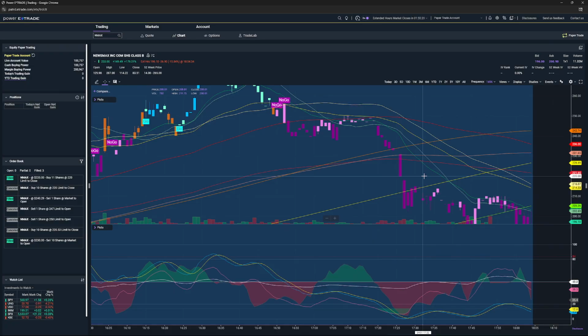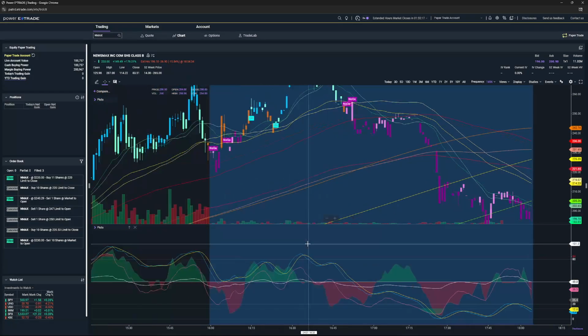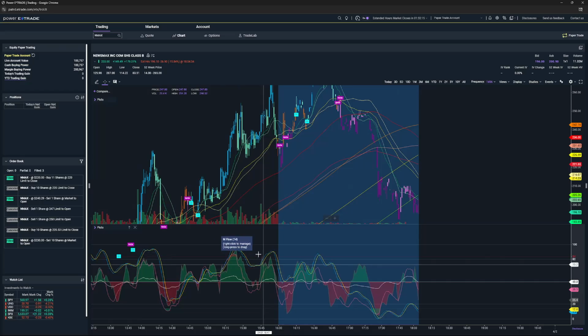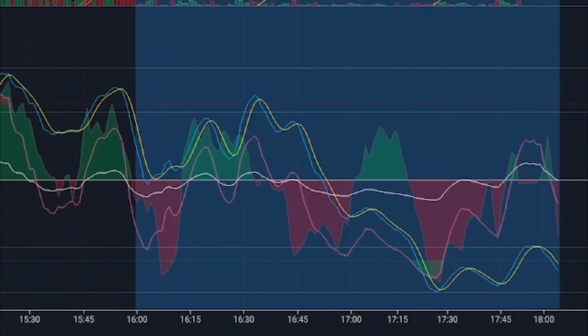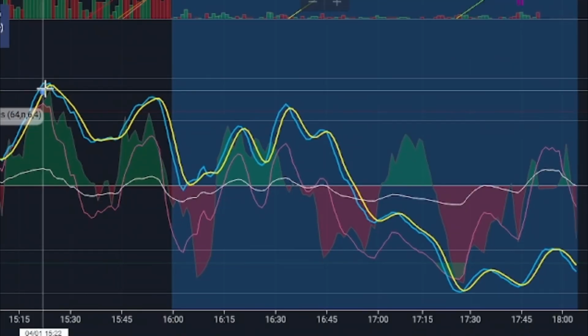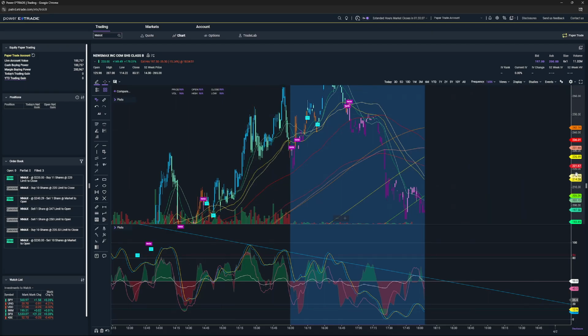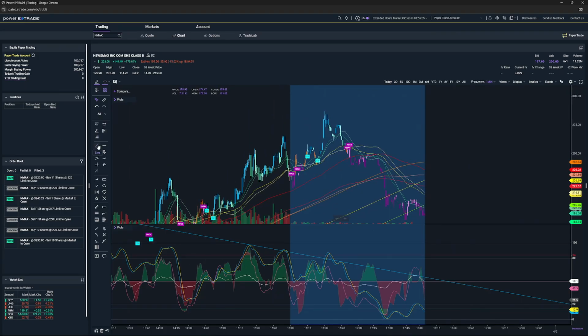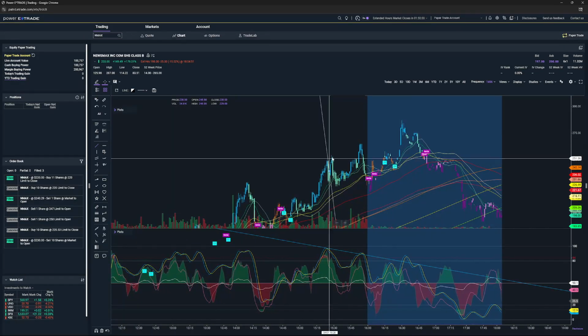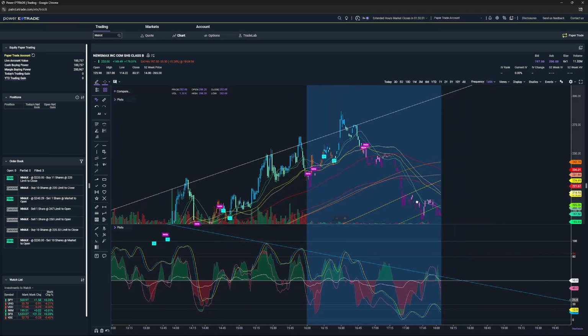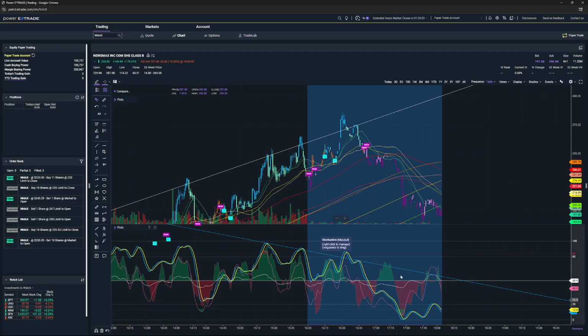It's finally coming down like the stochastic. You can see it, it's a divergence. We got the stochastic going down, but we have the stock above going up. That's a clear divergence in the indicator.